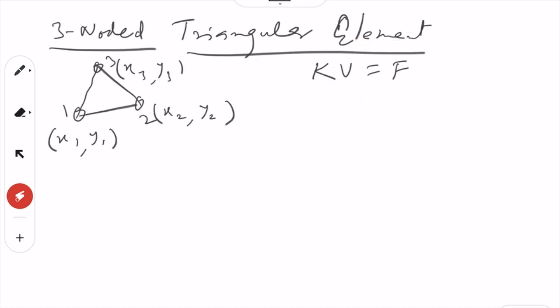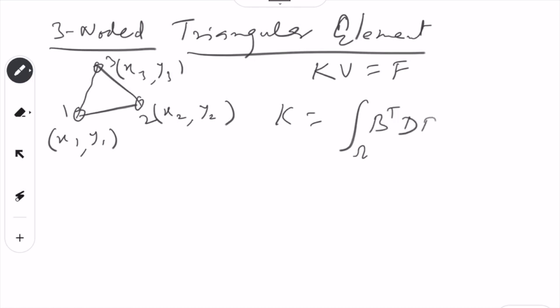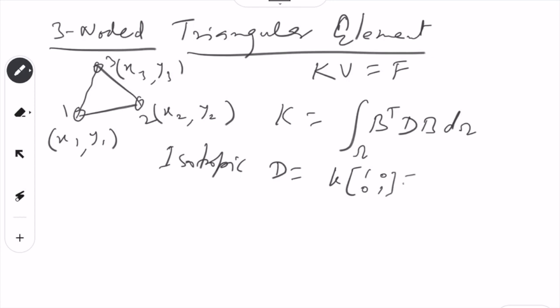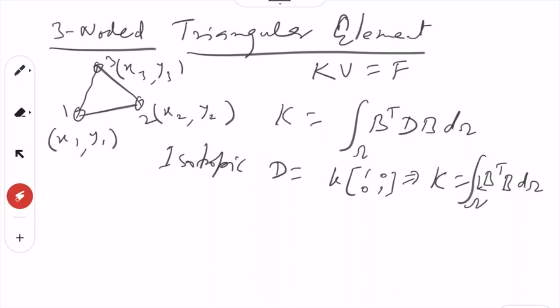Okay, now how to find out k? And k is standard, as we have seen in all the cases. K will be the integral of B transpose D B d omega. For isotropic, we know that D will be nothing but k times [1 0; 0 1], and hence K will simply be the integral of B transpose B d omega, multiplied by k. Okay, no need to write D again and again. Basically we can also write it like this, k times B transpose B, and you understand that we are talking about the isotropic condition.